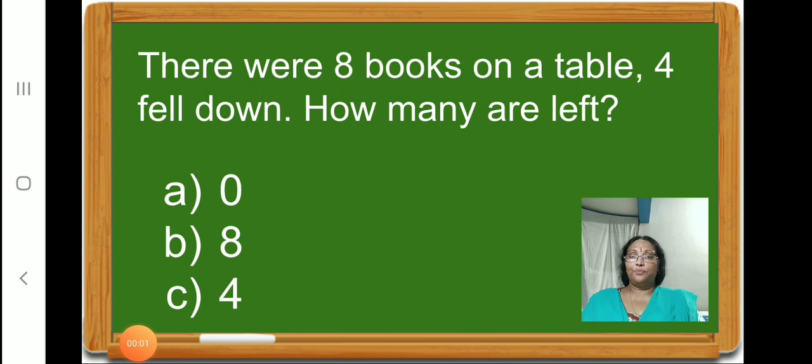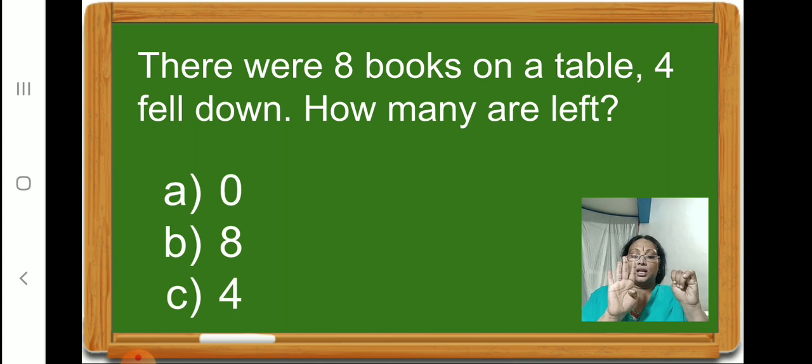There were 8 books on a table. 4 fell down. Now, how many are left? Children, how many books were there on the table? 8 books, correct? Now, let us open 8 fingers, correct? Now, how many books fell down? 4 books fell down. So, children, let us fold 4 fingers. 1, 2, 3, 4.